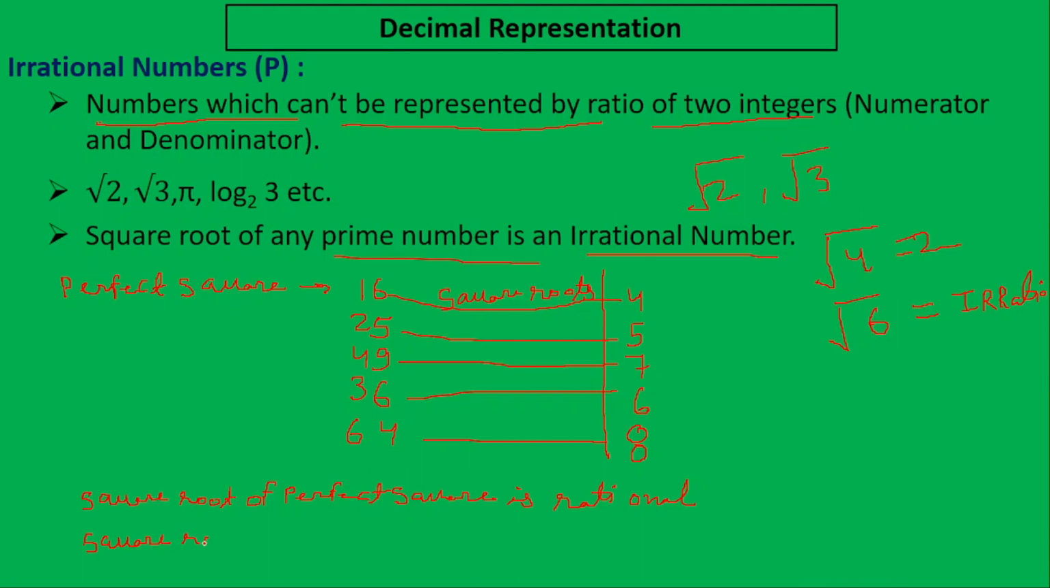The square root of a non-perfect square is an irrational number. Non-perfect square means 13, 14, 15, 17, not 16.